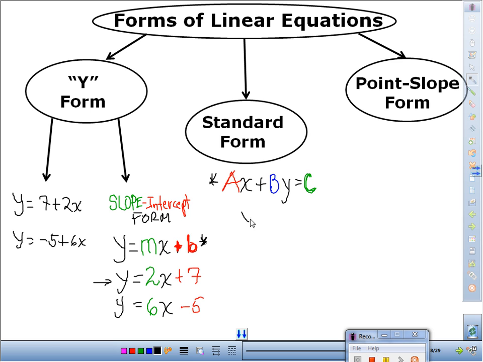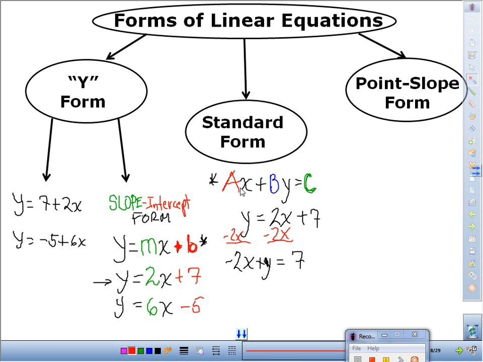And I'm going to rewrite it in standard form. Check this out. Y equals 2x plus 7. Right now it's slope-intercept form. Is that correct? To write it in standard form, I need to get rid of this 2x from here and bring it over to the other side, don't I? So therefore, I just subtract 2x, subtract 2x, and we're left with negative 2x plus y equals what? 7.